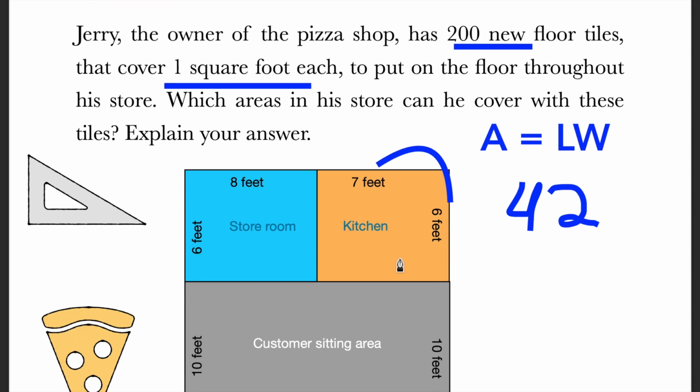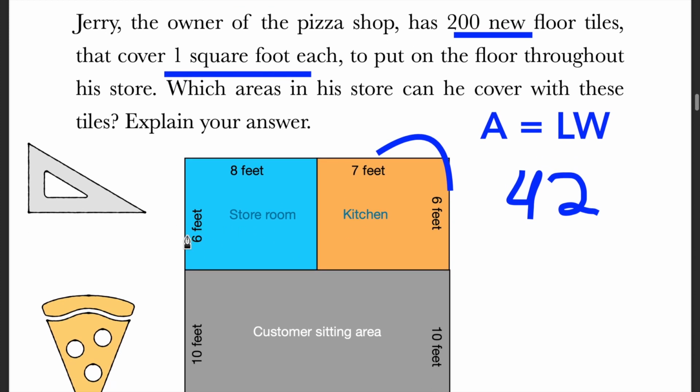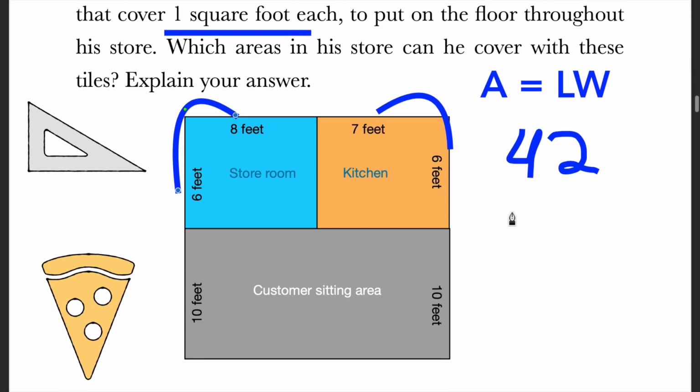And now we have to figure out the area of the other rooms in this pizza shop. So let's do the storeroom next. Well, this is 6 times 8. So 6 times 8 is 48. So the storeroom is 48 square feet. We're going to put this right here.